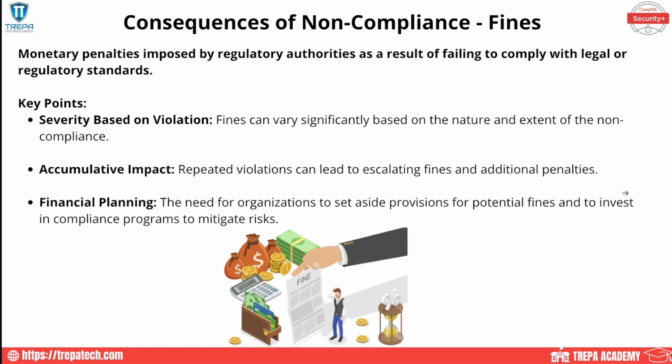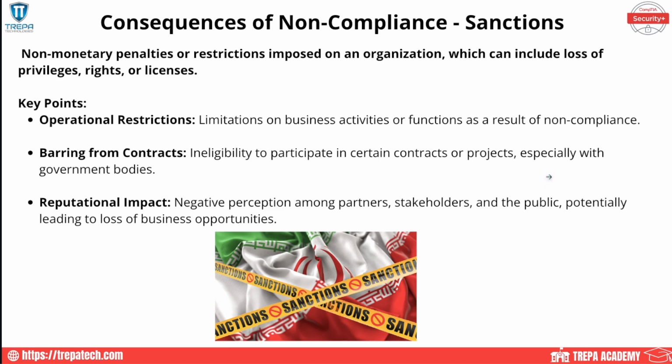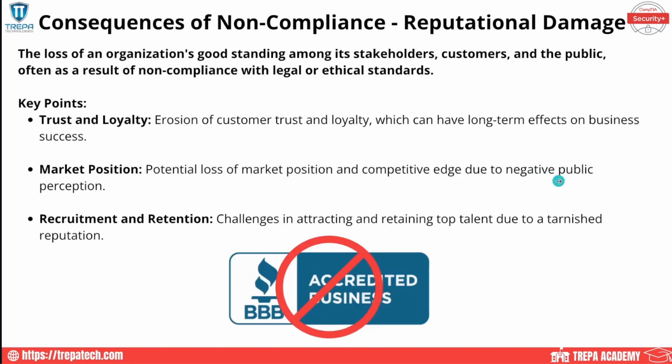The consequences of non-compliance. The first thing we're going to talk about is fines. Obviously, there may be monetary penalties if you're non-compliant. For example, the GDPR says if one of these big tech companies like Facebook or Meta does not follow our GDPR rules, we can fine them millions of dollars, right? So of course we have monetary penalties. We have sanctions. This is considered non-monetary, but it directly affects our economics. Sanctions could be against another nation state. It could also be limitations on business activities or functions as a result of non-compliance. Essentially, you lose privileges, rights, or licensing if you're non-compliant.